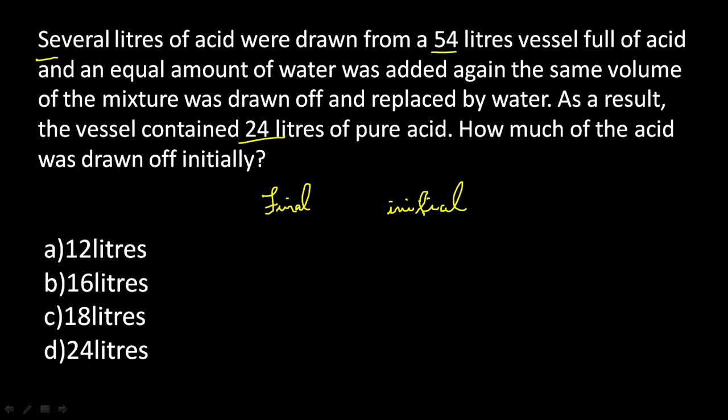So finally it is 24, and initially it is 54. First you have to reduce these. When we reduce it, we get 6 fours are 24 and 6 nines are 54, so 4 and 9. Here, how many times are they taking out the acid? They are taking it 2 times. So we have to take the square root of 4 and 9, and we get the ratio 2:3.